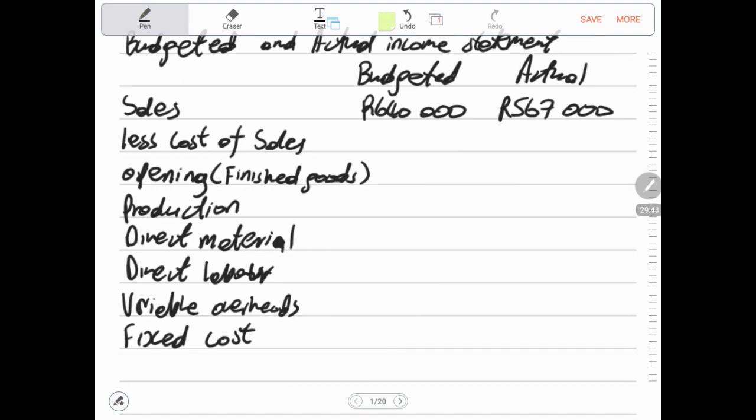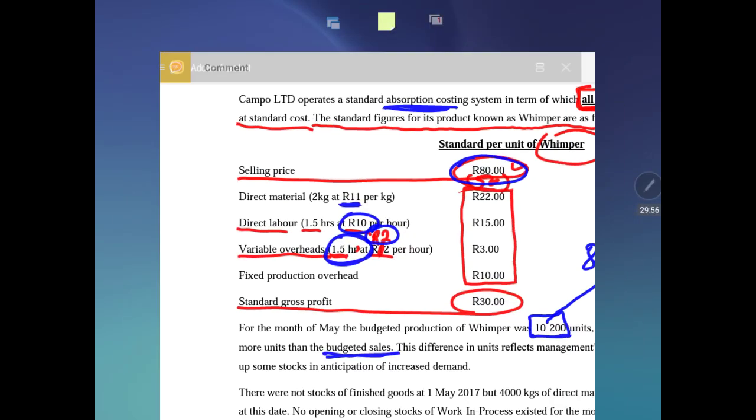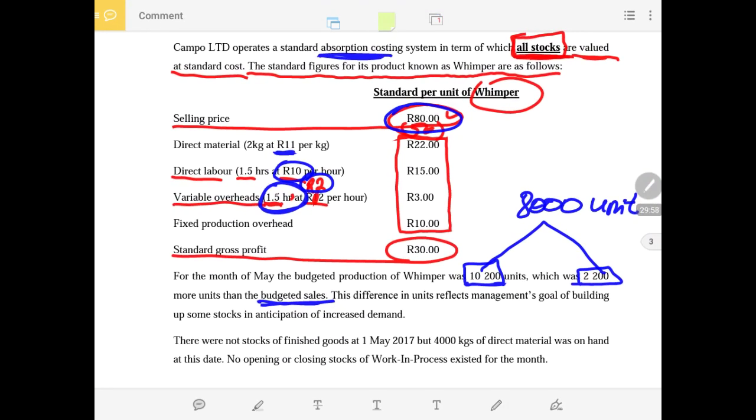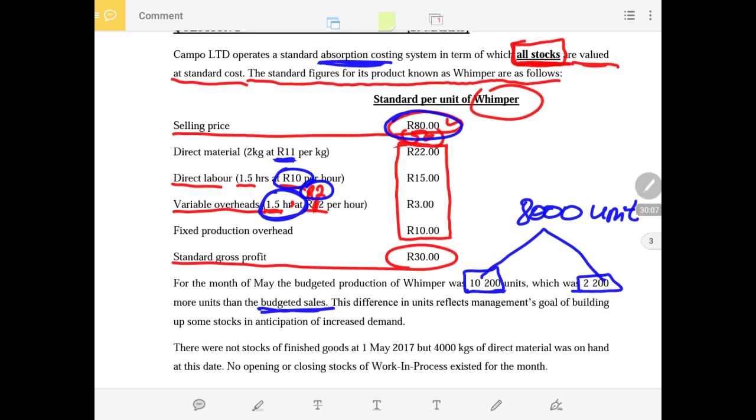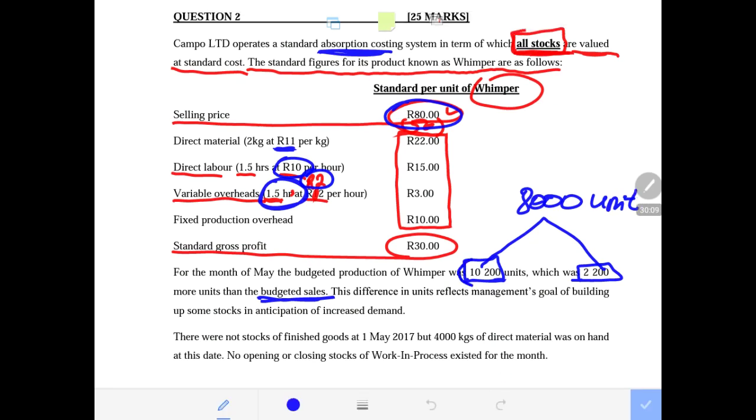So now under our opening, there was no opening inventory of finished goods, but we know that there was material that was used into production. Now let me go and check how much material was used into production in terms of budget and in terms of actual. Now when it comes to the budgeted aspect, we had 10,200 units. They did not give us the budgeted kgs for these units.